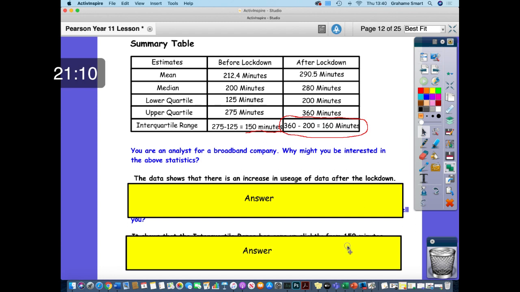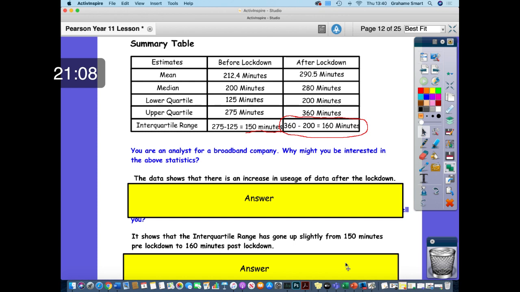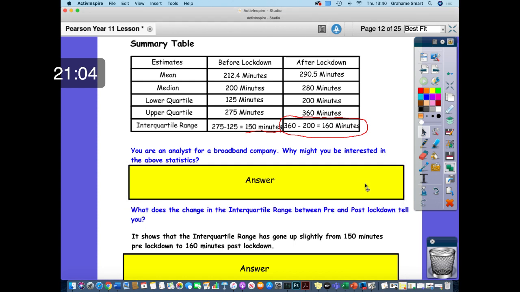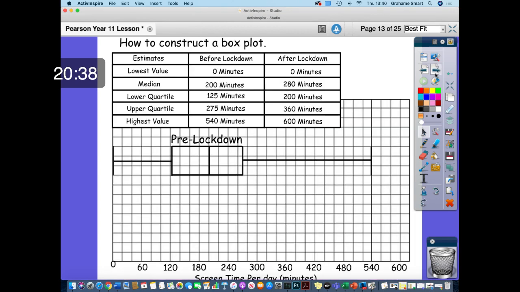And then finally, talking about the interquartile range, what does the change in the interquartile range between pre and post lockdown tell you? It shows that the interquartile range has gone up slightly from 150 minutes pre-lockdown to 160 minutes post-lockdown. That doesn't tell you the full story. That's an accurate statement based on the calculation, but it doesn't tell you the full story. And I want you to think about why that might not have told you the whole story. And I will answer this again in more depth in a follow-on slide, because we're going to keep working through.